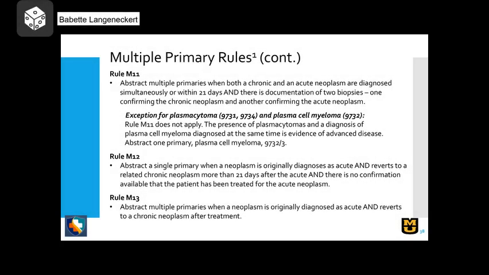Rule M11. Abstract multiple primaries when both a chronic and acute neoplasm are diagnosed simultaneously or within 21 days, and there is documentation of 2 biopsies, one confirming the chronic neoplasm and another confirming the acute neoplasm. The exception to this rule is when you have a plasmacytoma, 9731 or 9734, and plasma cell myeloma, 9732. Rule M11 does not apply.